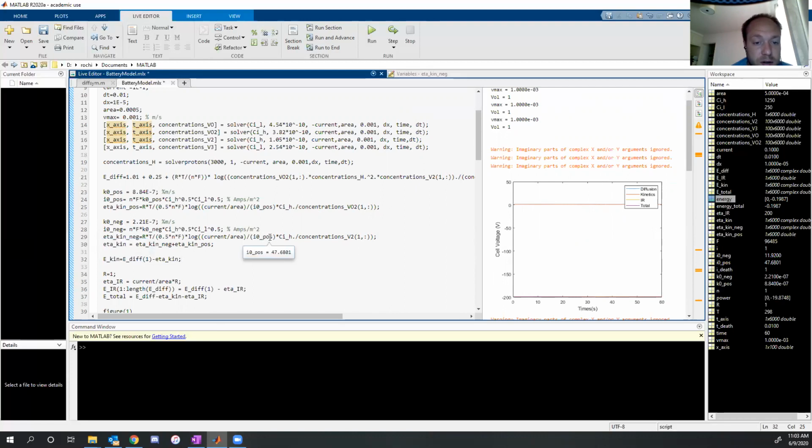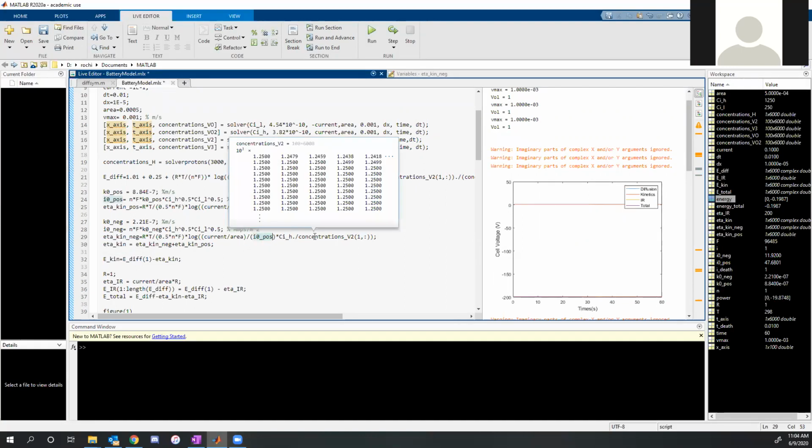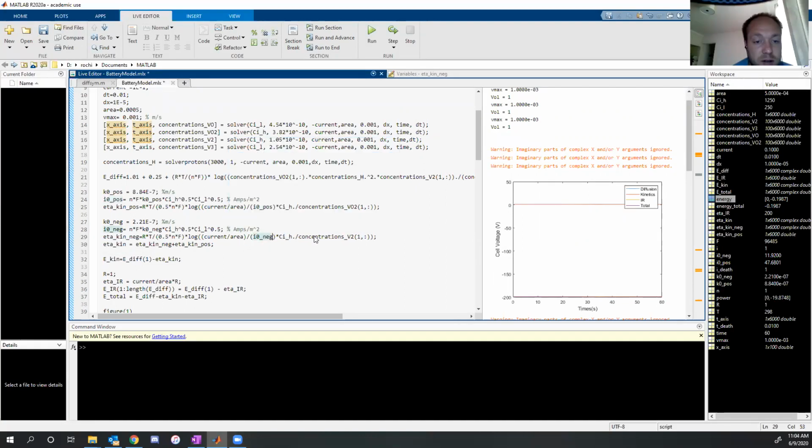Yeah, there you go. This one? Yeah, it's a negative, since this is all for negative. So that'll be negative. And then you have concentrations of V2, which is good. And your eta kinetic is the negative plus the positive. Your Ekin is your first diffusion minus, that looks good.